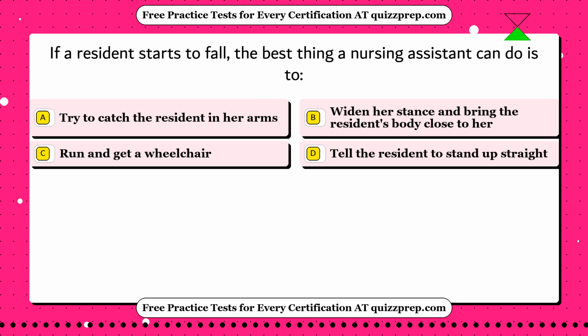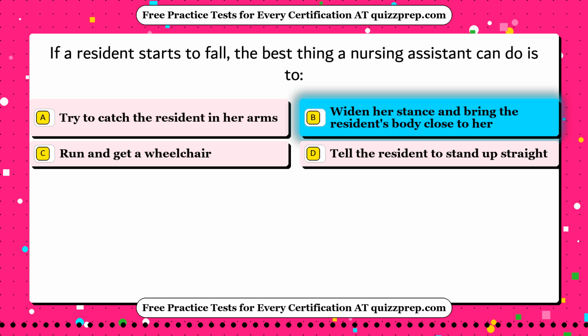Question 73. If a resident starts to fall, the best thing a nursing assistant can do is to: Option A. Try to catch the resident in her arms. Option B. Widen her stance and bring the resident's body close to her. Option C. Run and get a wheelchair. Option D. Tell the resident to stand up straight.